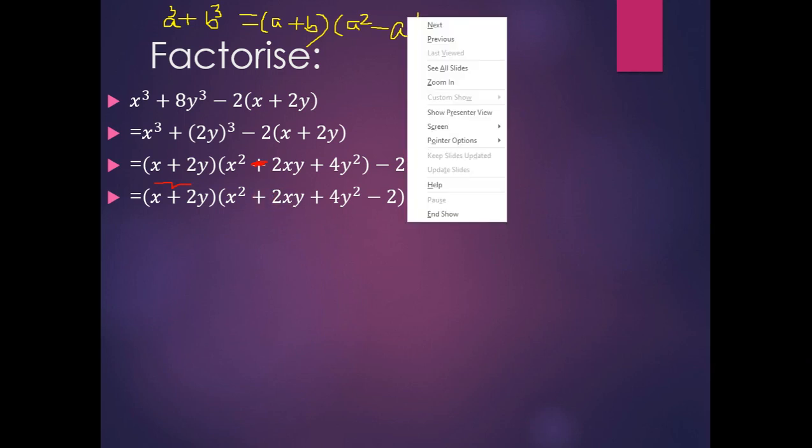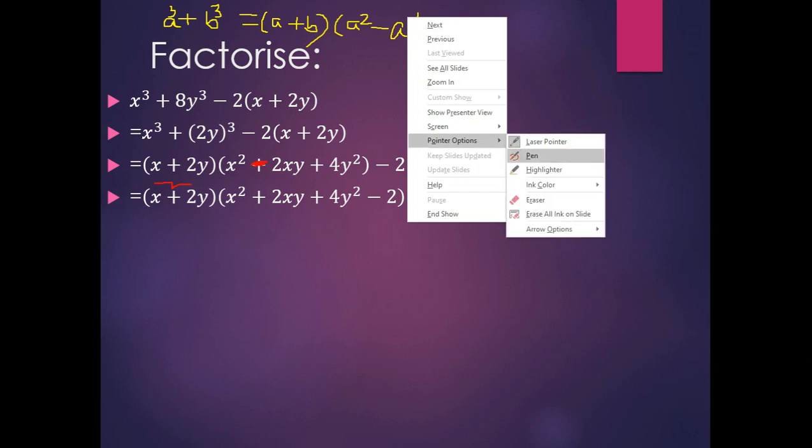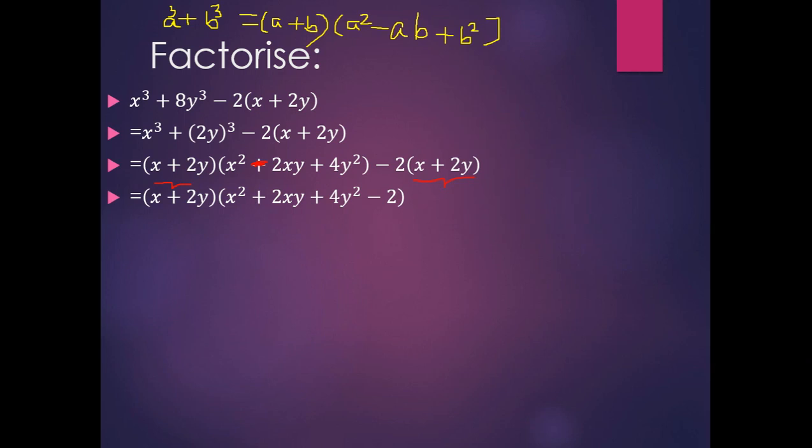Okay, so here it will be minus, not plus. Now this is our required answer: x plus 2y, x square minus 2xy plus y square minus 2 is the required answer to this question.